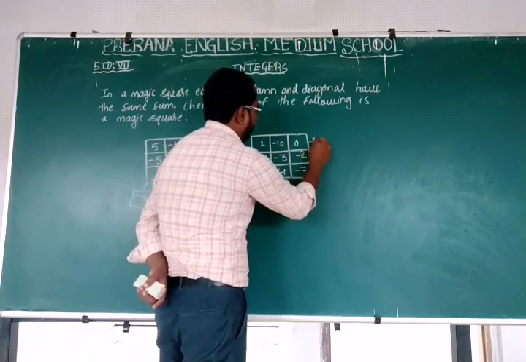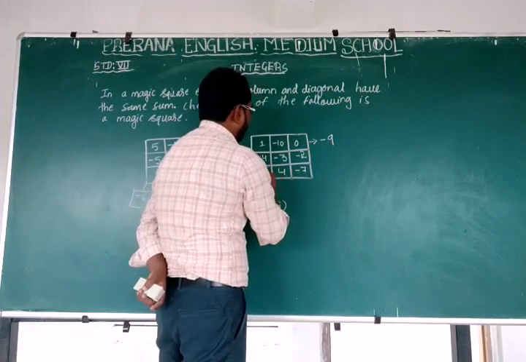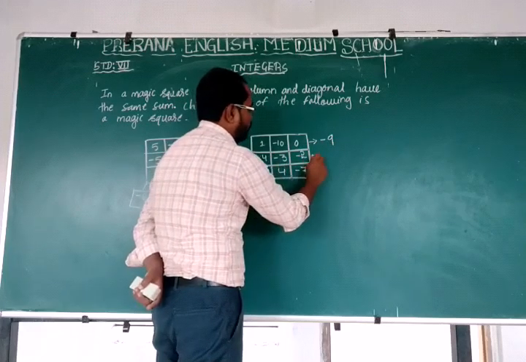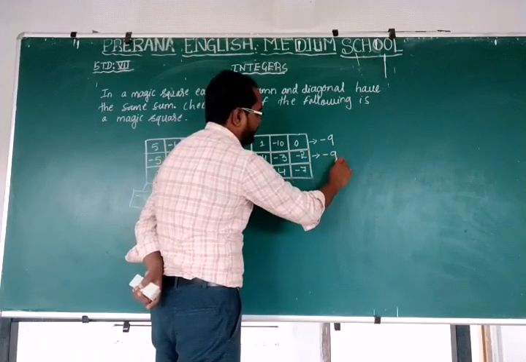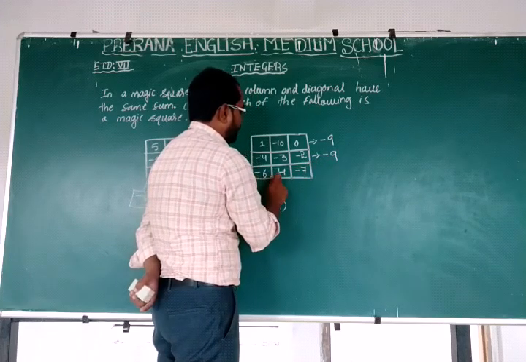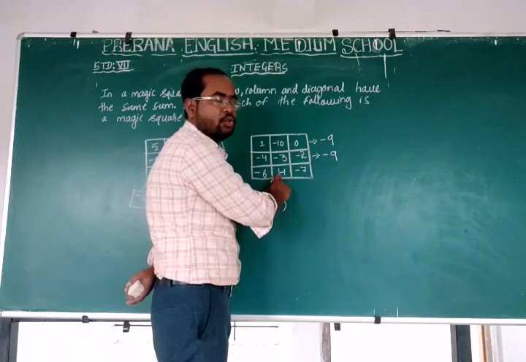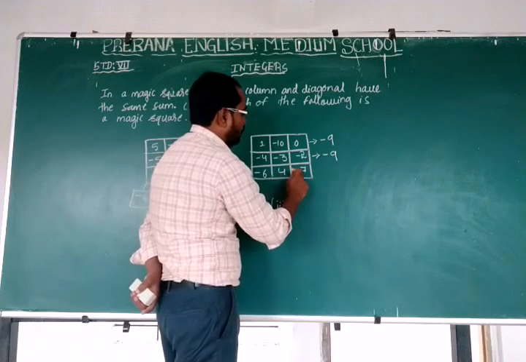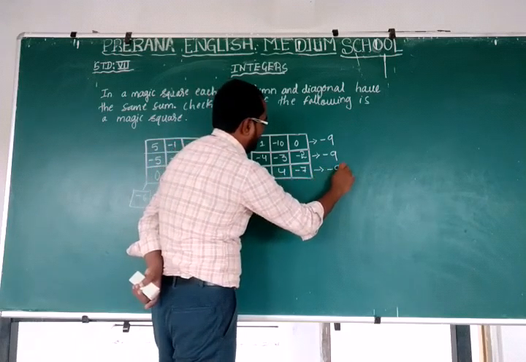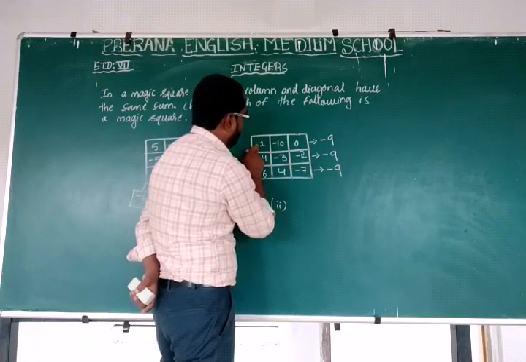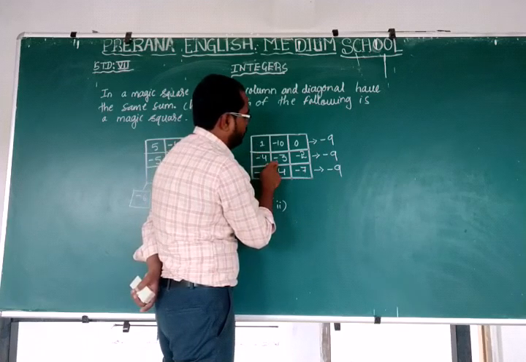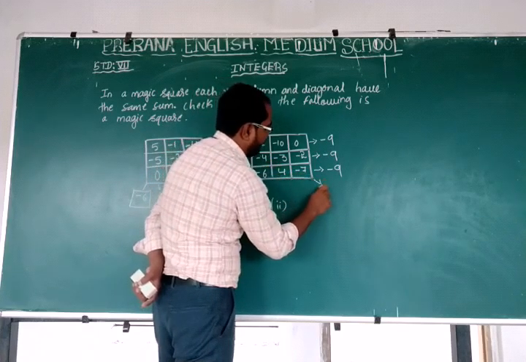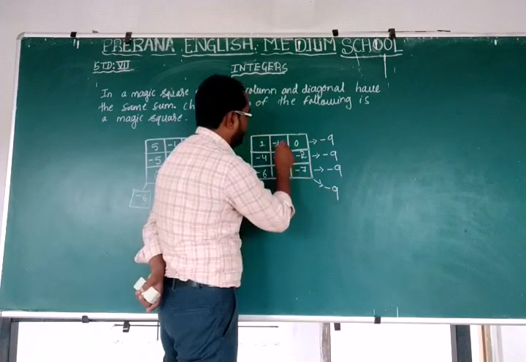1 minus 10 will be minus 9. Minus 4, minus 3, minus 2. On adding all these, you will get the sum as minus 9. Minus 4 plus 4 will be minus 2. Minus 2 minus 7 will be minus 9. Again, add from here. 1 minus 3 will be minus 2. Minus 2 minus 7 will get the sum as minus 9.